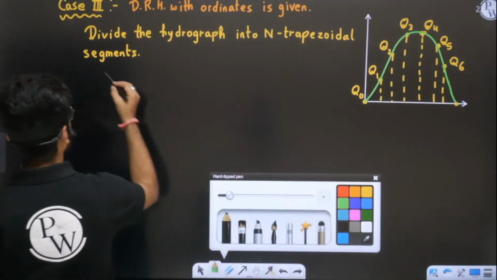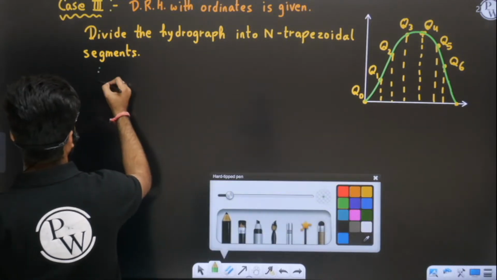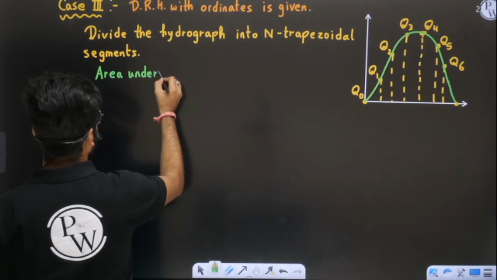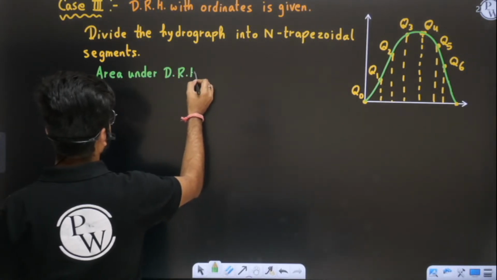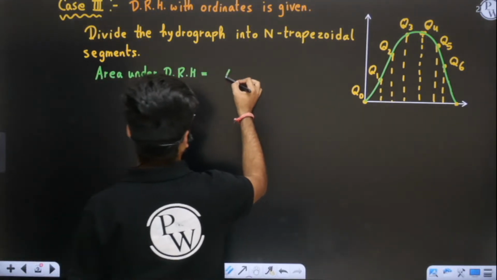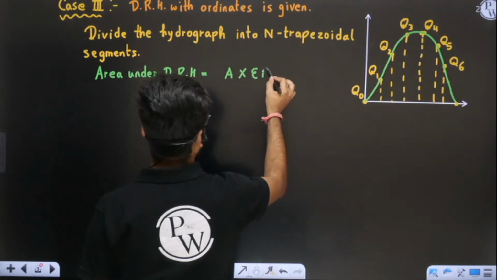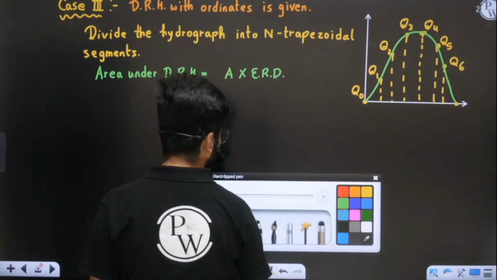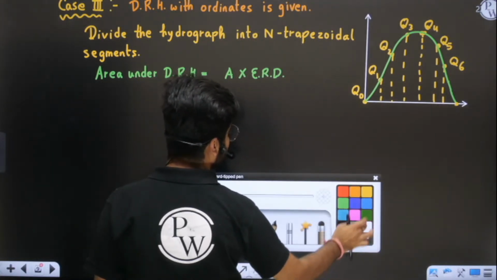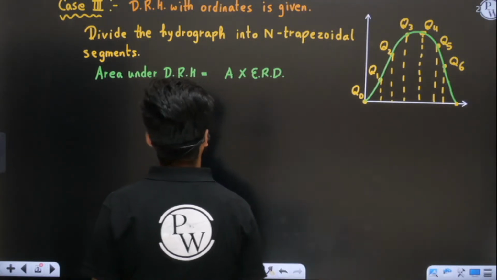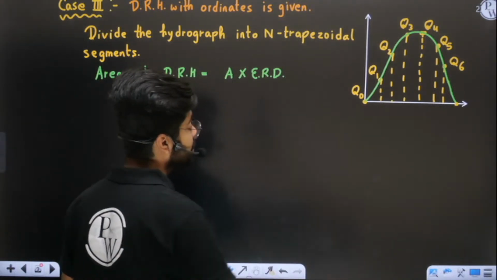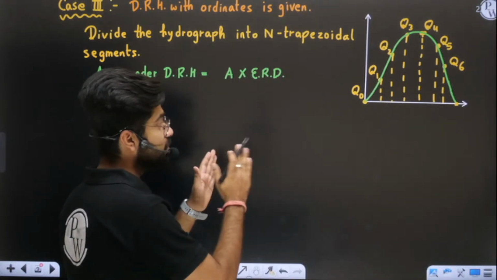I will find the area under the DRH, which will be equal to catchment area into effective rainfall depth. Yes or no? Now, how to find the area under the DRH? See, if you want to find the area under this DRH, we have divided this entire hydrograph into n segments.